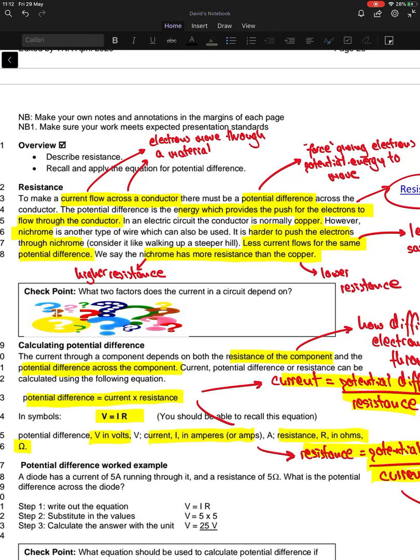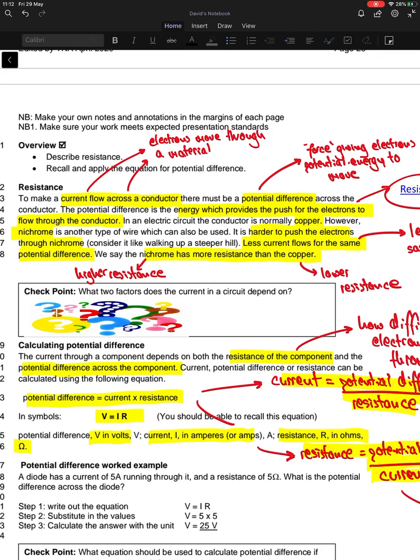So there must be a potential difference across the conductor. Now remember, we described potential difference as a force that gives electrons potential energy to move, gives them a push, as it were, to get through the conductor and around the circuit. So the potential difference is the energy which provides the push for the electrons to flow through the conductor.